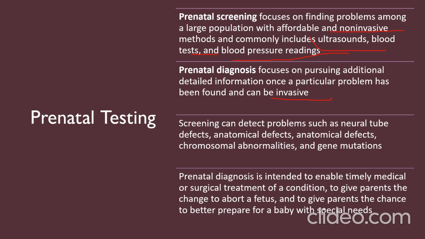procedure. Screening can detect problems such as neural tube defects, anatomical defects, chromosomal abnormalities, and gene mutations. So, dun sa ultrasound, or sa mga blood test, or sa blood pressure, pwede mong makita itong mga to. Like, especially anatomical defect. Kasi halimbawa, makikita sa ultrasound kung meron siyang cleft chin or neural tube defect, yung hindi nagsara yung mga neural tube ng baby or ng fetus.